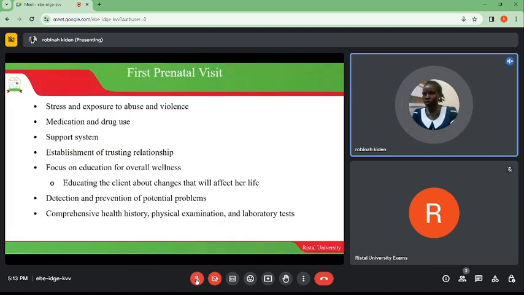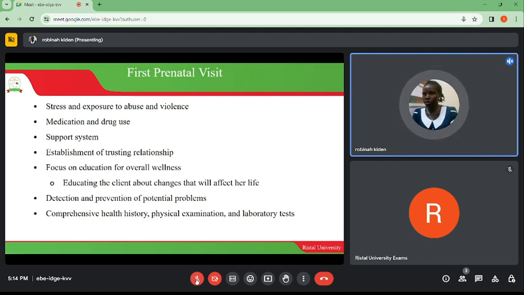Then establishment of a trusting relationship, the creation of rapport. We explain ourselves to the mother, and we make her understand that we shall be there at any time to help her in case of any problem. So that trust should be created.